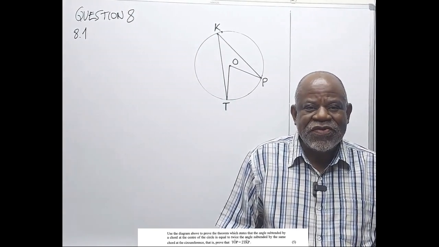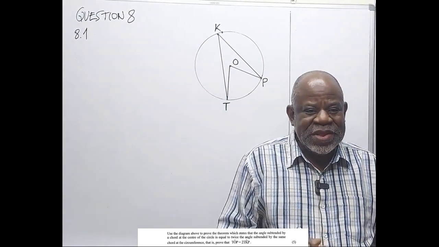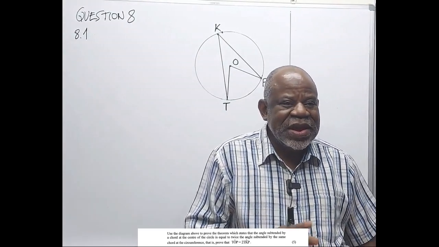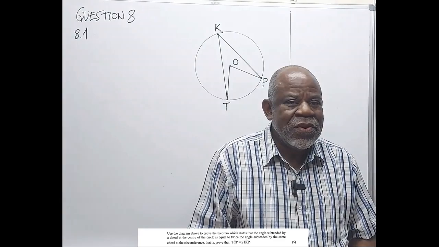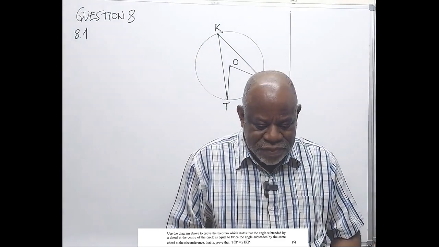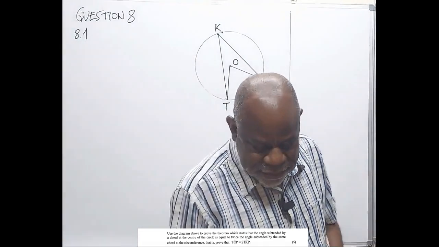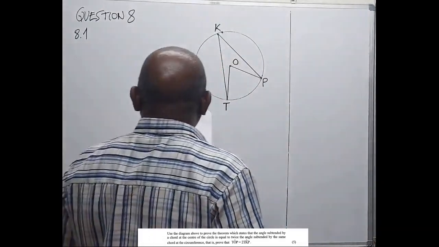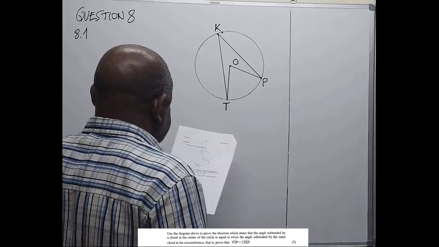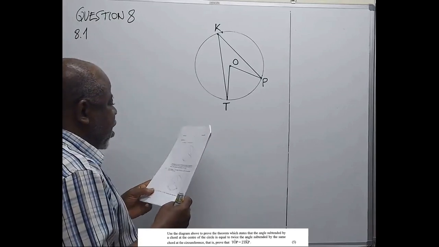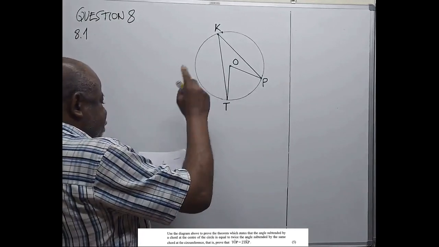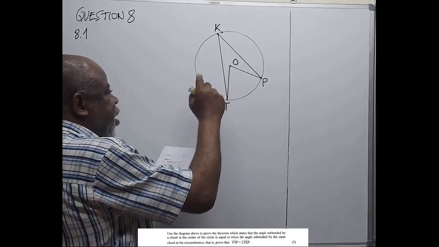Now we're going to continue with Euclidean geometry. These are practically the last questions of paper 2. We're going to start with question 8. Question 8.1. In the diagram, as you can see, O is the center of the circle.